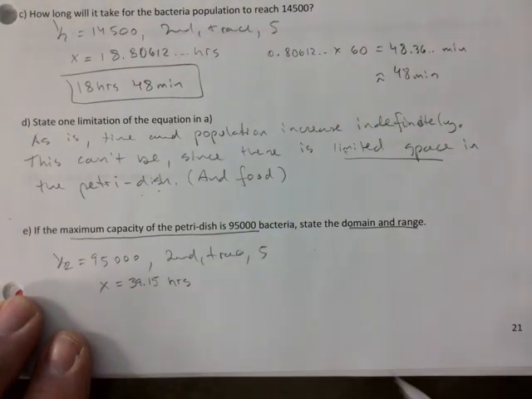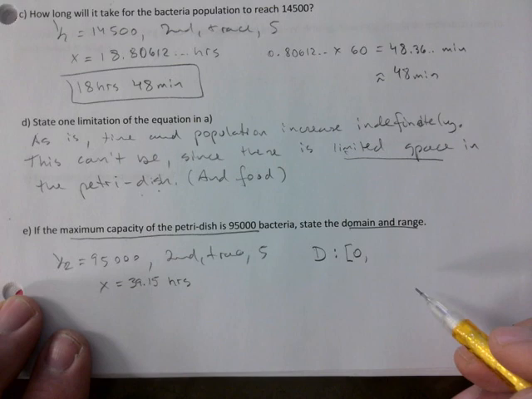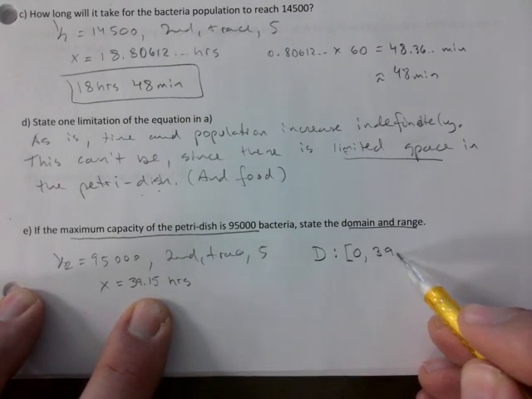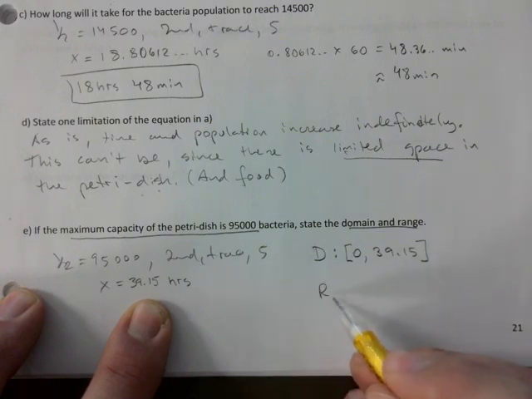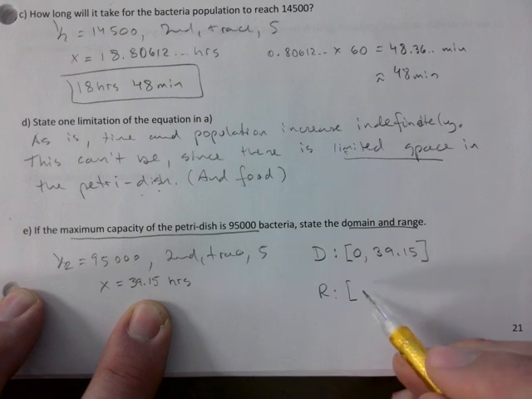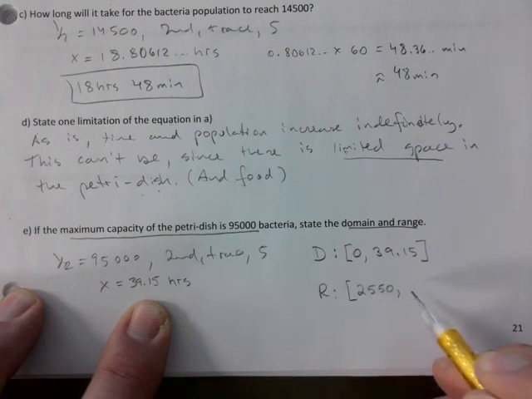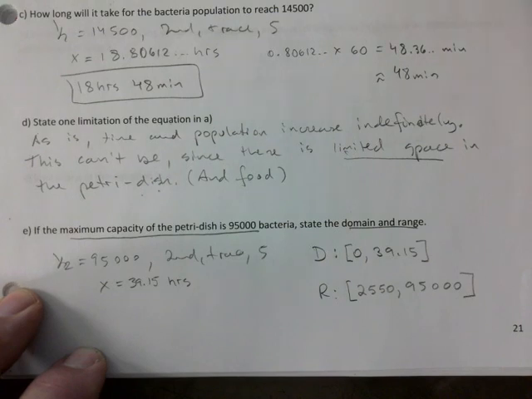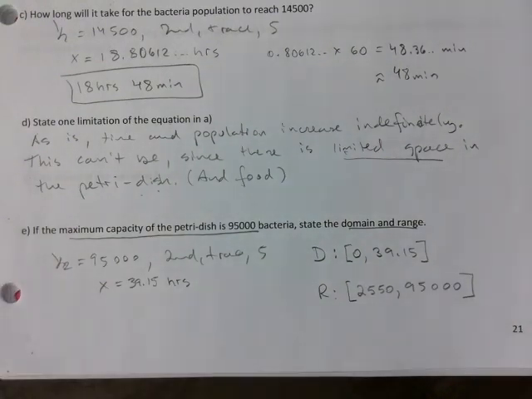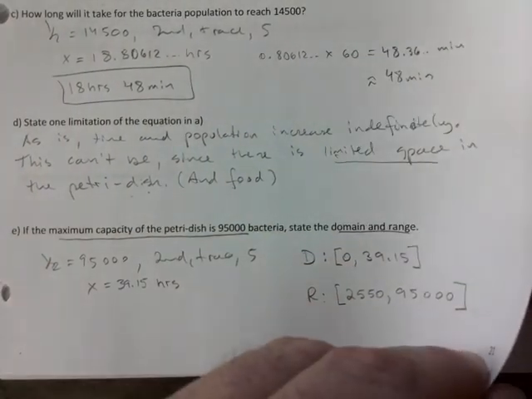So we know, therefore, that our domain is time. We started from time 0 with our initial population all the way to 39.15, and after that, bacteria won't grow anymore. And our range, what's our range? That's our lowest Y value, 2,550, all the way to 95,000. So there you have it. You're putting restrictions on that curve you just graphed. We didn't graph this, but that's okay.